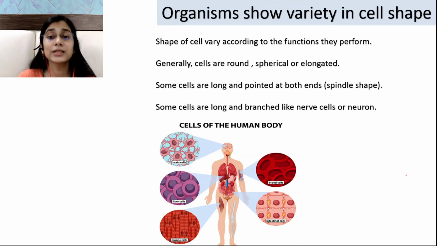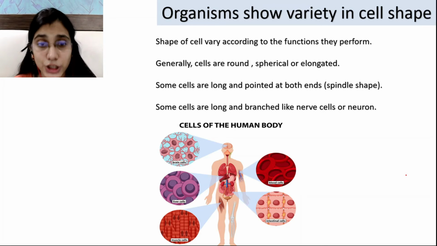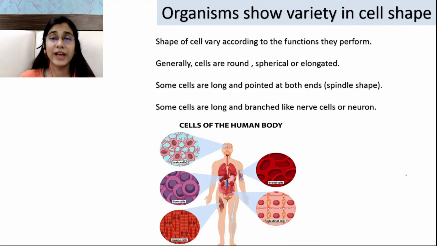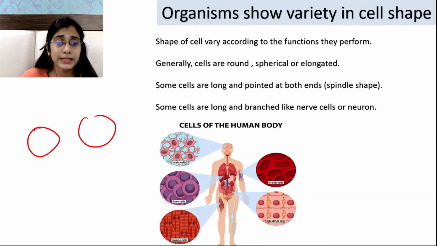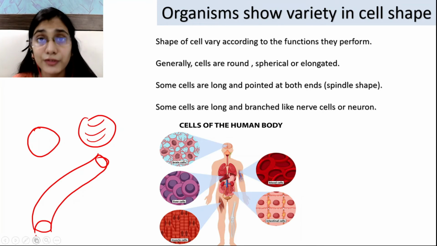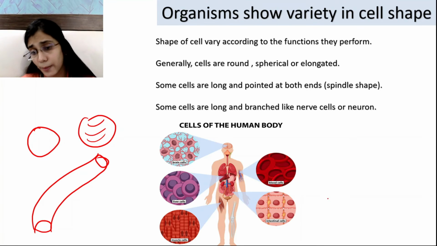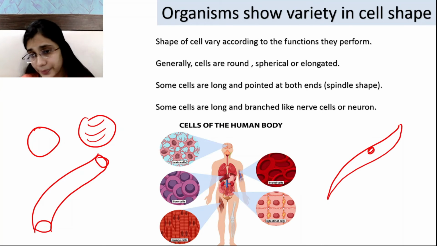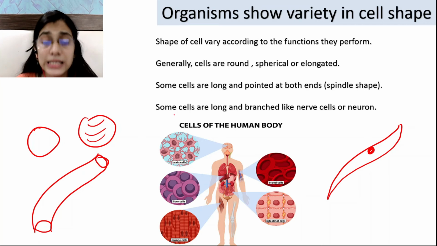Now, organisms show variety in cell shapes. The shape of the cell varies according to the function the cell performs. For example, cells can be round, spherical, or elongated, and some cells are long and pointed at both ends. These are the muscle cells, smooth muscle cells. Some cells are long and branched like nerve cells.